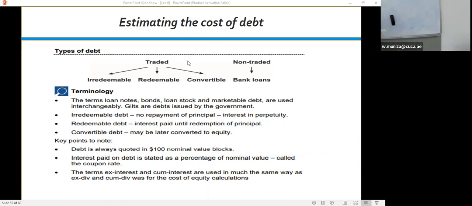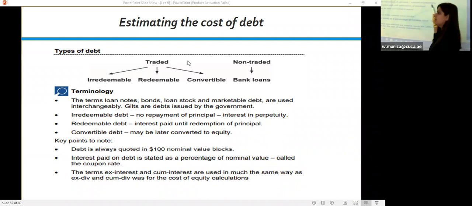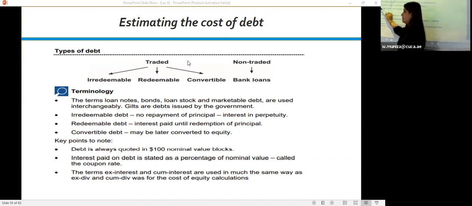Look, for example, we have told over here, irredeemable debt: no repayment of principal, but interest is in perpetuity. It is never going to be stopped. Okay, but in a practical situation, it has to be stopped at some time limit, but it will be longer than the redeemable debt. For redeemable debt, interest is paid until the redemption date only. Okay, got it now, Atif.